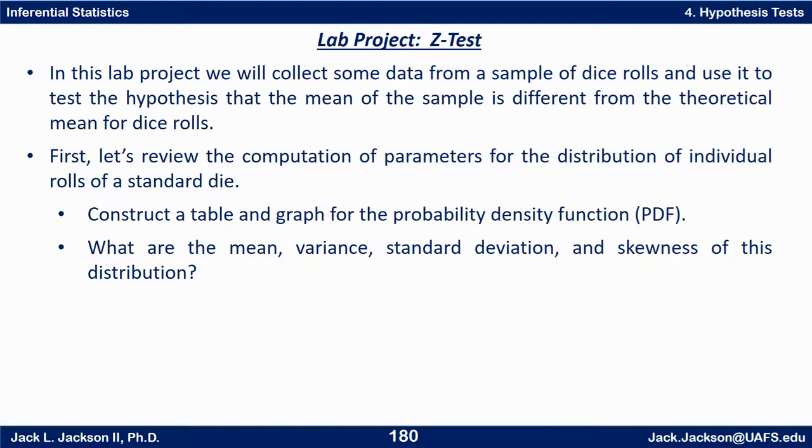First, let's review the computation and parameters for the distribution of individual rolls of a standard die. Construct a table and graph for the probability density function, PDF. What are the mean, variance, standard deviation, and skewness of this distribution? Since this is something we've done before, it would be a good exercise now to pause the video and do this yourself. Come back when you think you have it done and we'll review it. Press pause now.